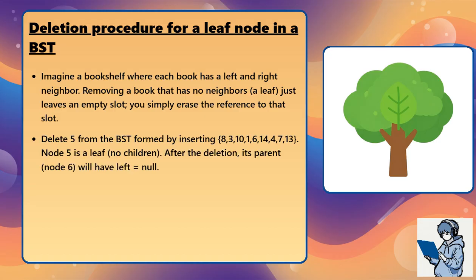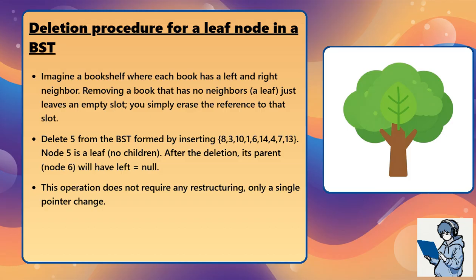Delete 5 from the BST formed by inserting 8, 3, 10, 1, 6, 14, 4, 7, 13. Node 5 is a leaf, no children. After the deletion, its parent node 6 will have left set to null. This operation does not require any restructuring, only a single pointer change.